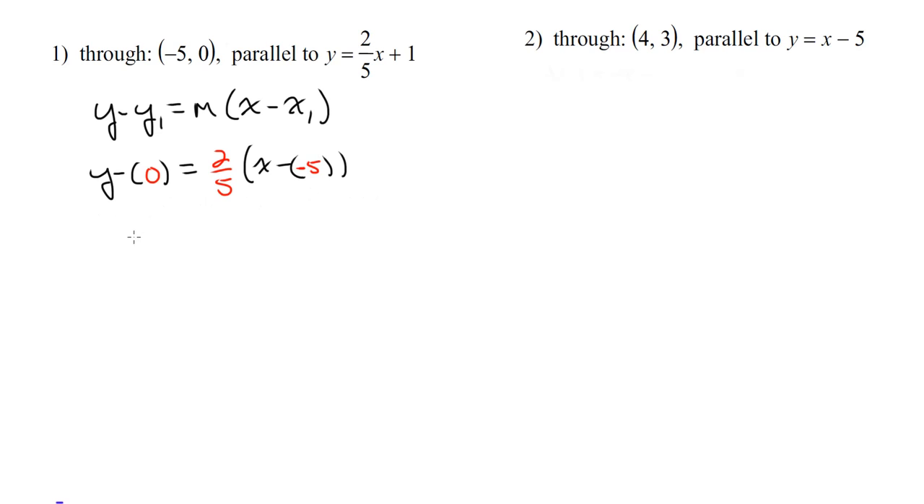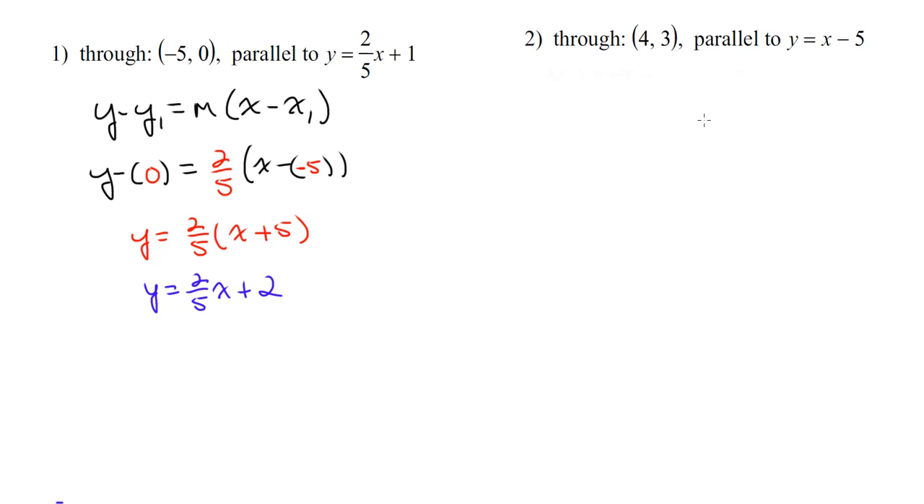Simplify this. y - 0 is just y, equals 2/5 times x - (-5), which is x + 5. And then next we need to distribute. So 2/5 times x is 2/5 x, and then 2/5 times 5 is 2. And so here is our equation that is parallel to the line y = 2/5 x + 1 and passes through the point (-5, 0), and it is y = 2/5 x + 2.